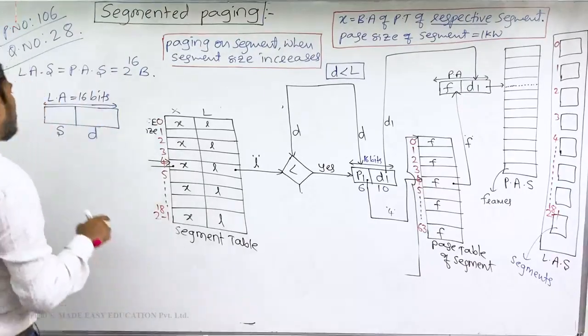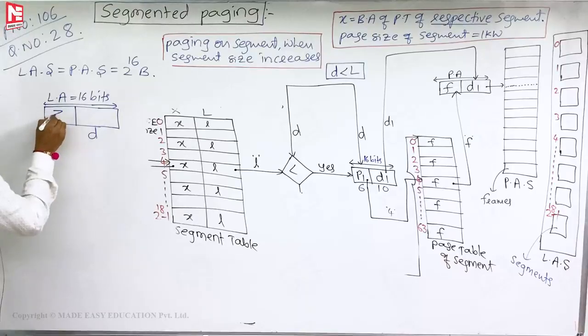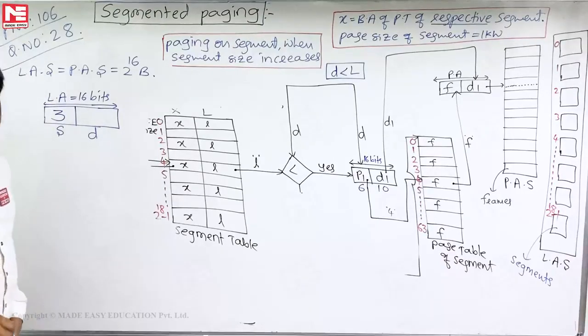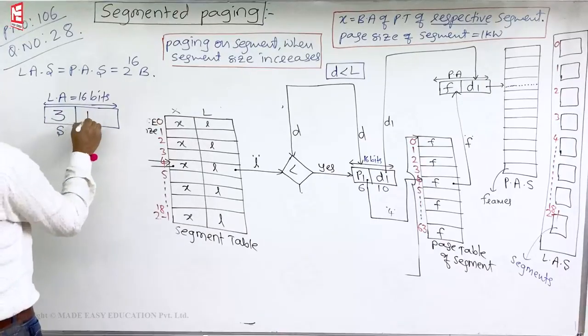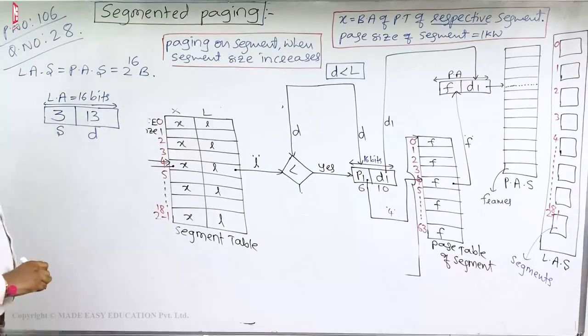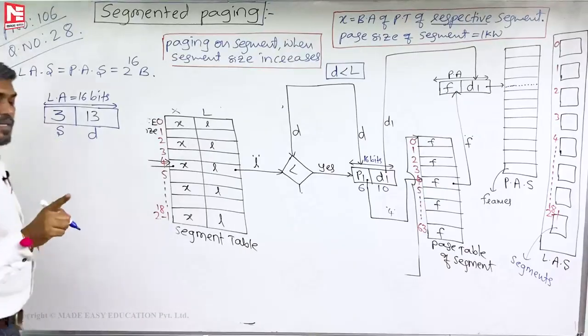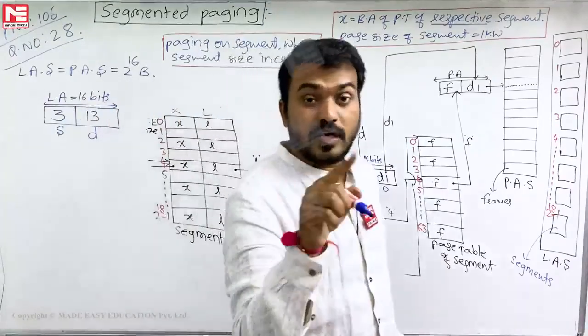8 है. तो 8 सेगमेंट्स हैं, तो सेगमेंट नंबर के लिए कितने बिट्स होंगे? 3 बिट्स होंगे. सेगमेंट नंबर requires 3 bits. और सेगमेंट नंबर के लिए 3 बिट गए, तो d के लिए कितना होगा? 13 बिट्स होगा. ओके, so understand here. So segmented LAS is divided into 8 segments.